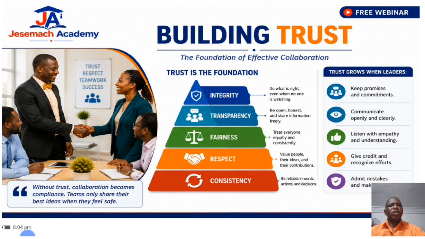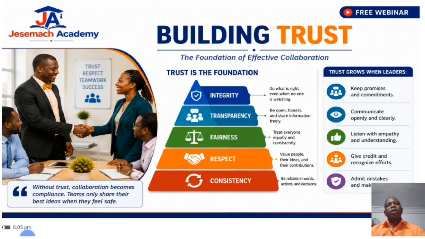Do you know that trust grows when you keep your promises and your commitments? Trust grows when you communicate openly and clearly. People trust you more when you listen to their opinion with empathy and understanding. People trust you more when you give credit and recognition to them, especially when they make contributions. And people will trust you more if you admit your mistake whenever you make one. All right?